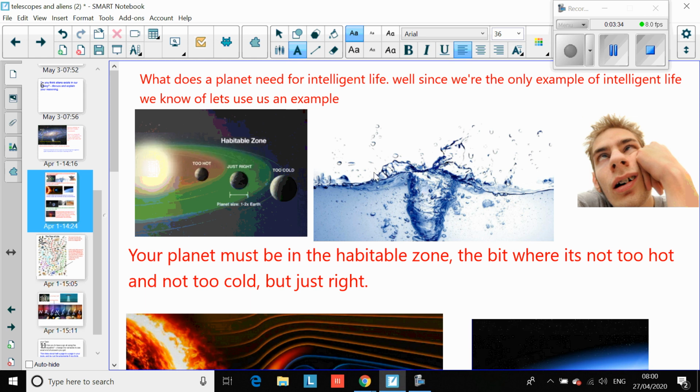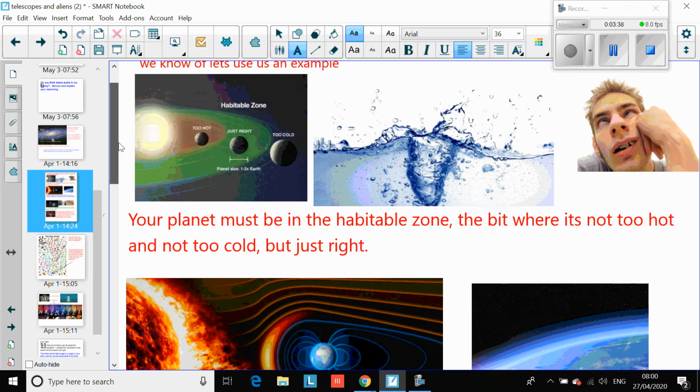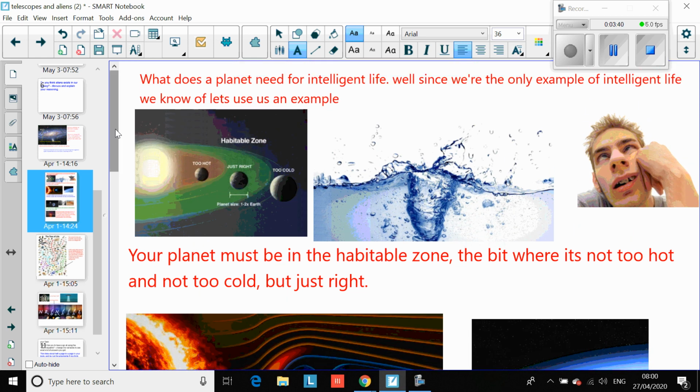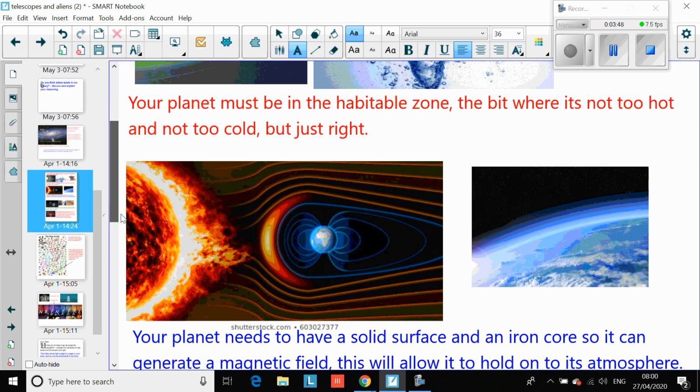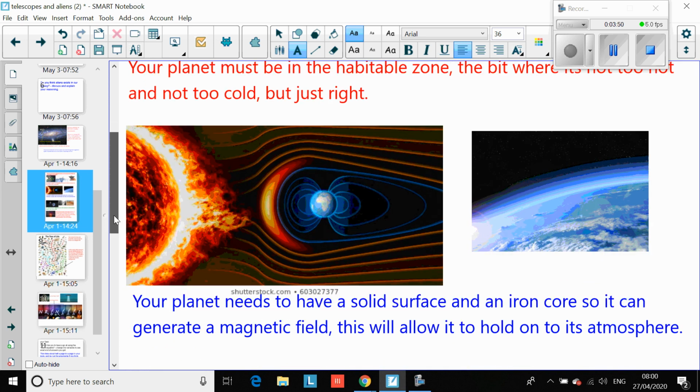But that's not the only thing that you need for life. For example, they think that Venus once had water on its surface, and Mars, for some reason, lost that liquid water. So, other things you need. Your planet needs to have a solid surface. So gas giants like Jupiter and Saturn are unlikely to have any kind of life that we'd certainly recognize on them because they've got no solid surface.